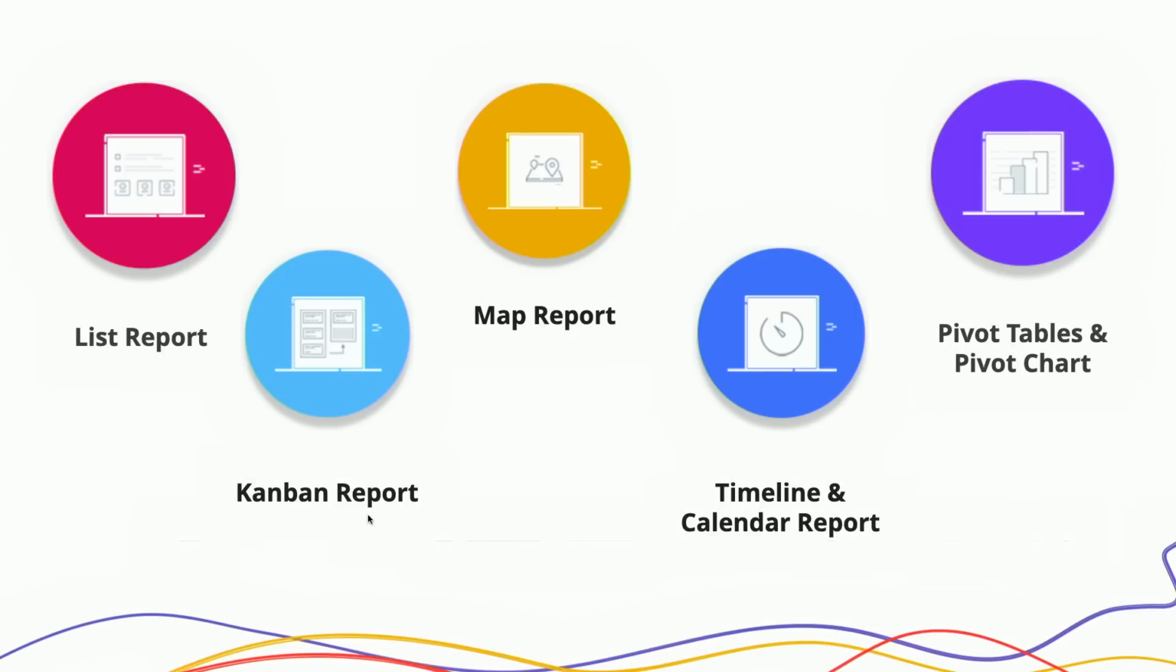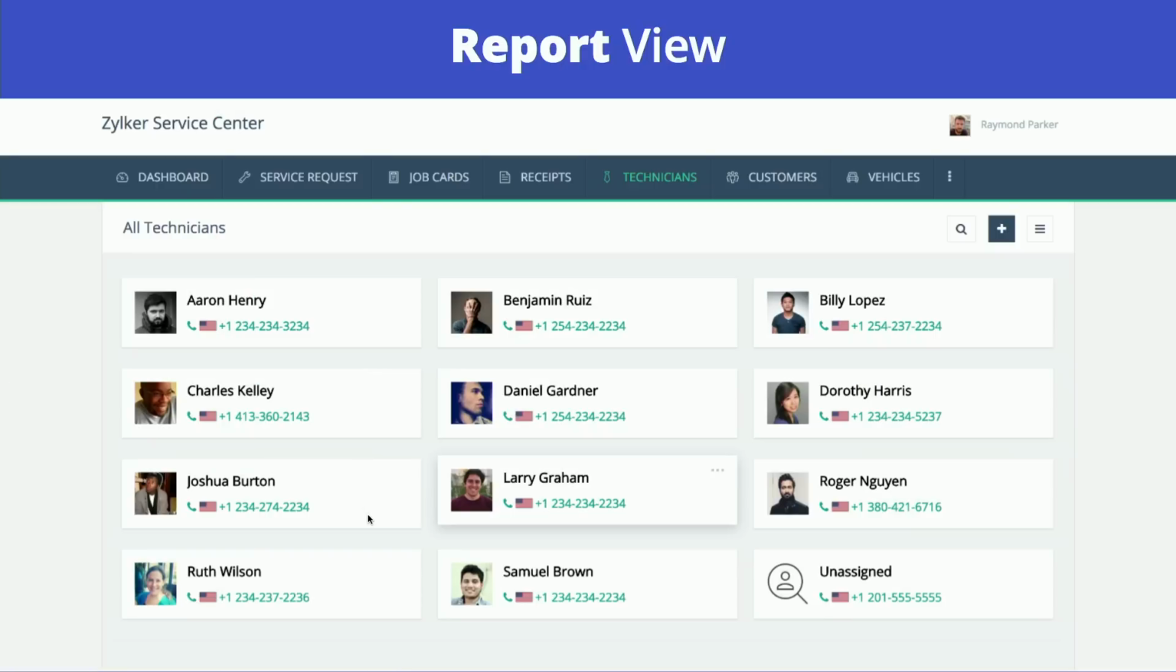So the different types of reports that are available inside Creator are the list report, which is the default report that gets created whenever you create a form, right? The other ones are the Kanban type, the map report, a timeline and calendar, which is what I was talking about earlier, and obviously you have your charts, right? So this is what a report looks like.